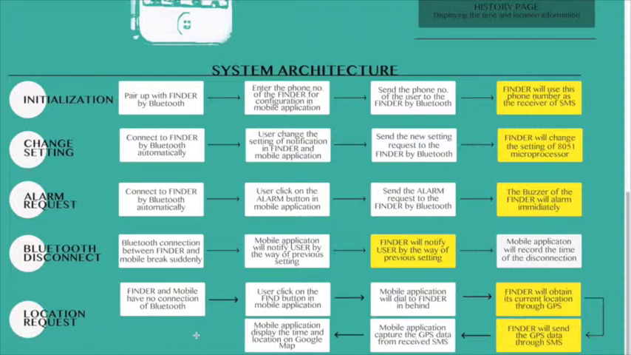And the fourth one is Bluetooth disconnection. When the Bluetooth connection between the Finder and mobile breaks suddenly, the mobile application will notify the user by the way of previous setting. For example, if the user has set vibrate only, then the mobile application will vibrate to notify the user of the broken connection. And the Finder will also notify the user by the way of previous setting. And finally, the mobile application will record the time of the disconnection.